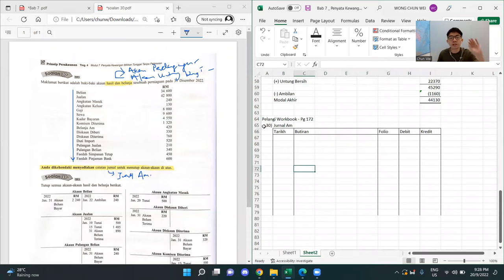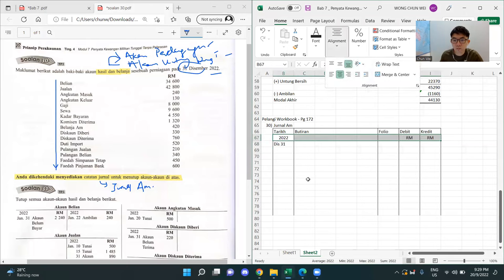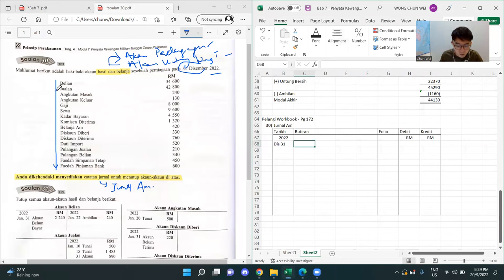Okay, this is a very simple question. So first, tarikh dulu lah, right? This is in 2022, so year tahun 2022, debit, credit, ringgit Malaysia, both. Lepas tu, all this will be under December 31st. Semua will be on December 31st. So first thing, your bullion.